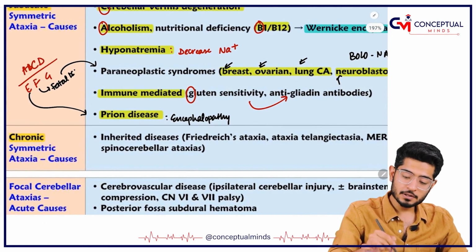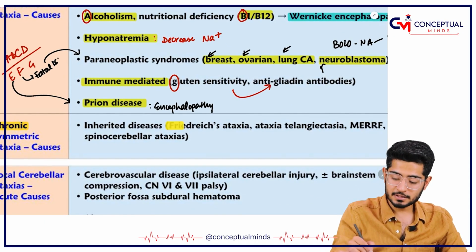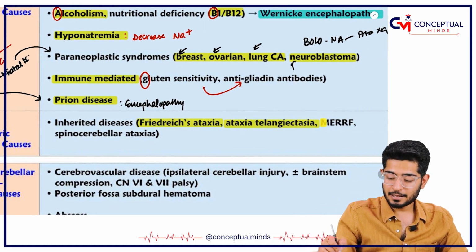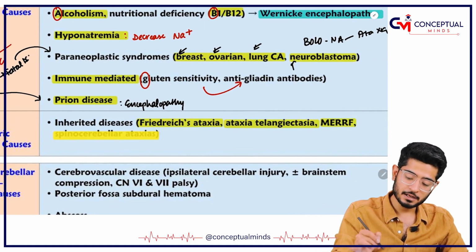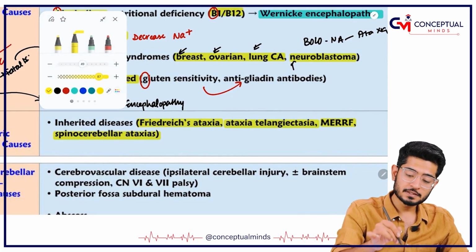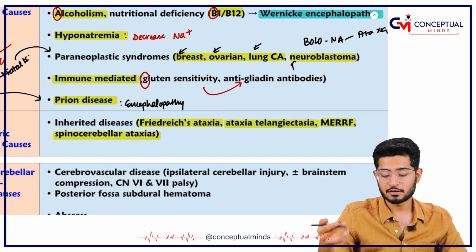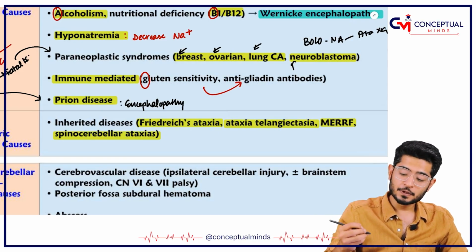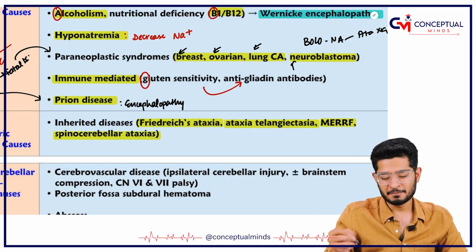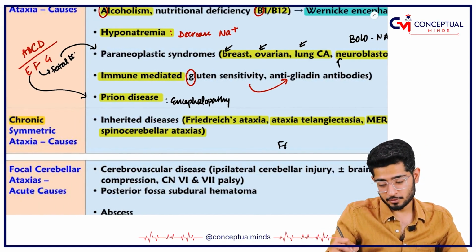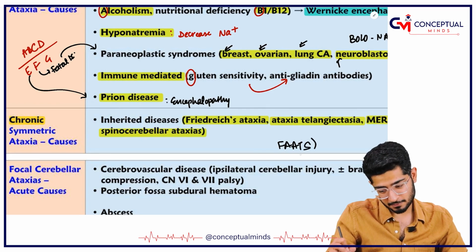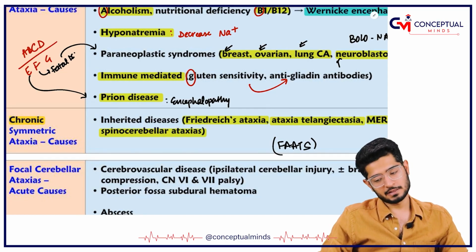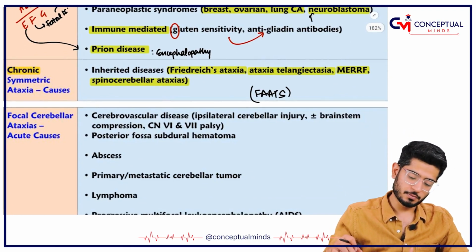What are the chronic causes? Please remember, you have got Friedreich's ataxia, ataxia telangiectasia, MERRF, and then spinocerebellar ataxia. These ataxias are actually important, like Friedreich's ataxia, ataxia telangiectasia, spinocerebellar ataxia. This is a bad mnemonic, but it is all I have in my brain as of now, so you can remember that FARTS is the mnemonic to remember them.